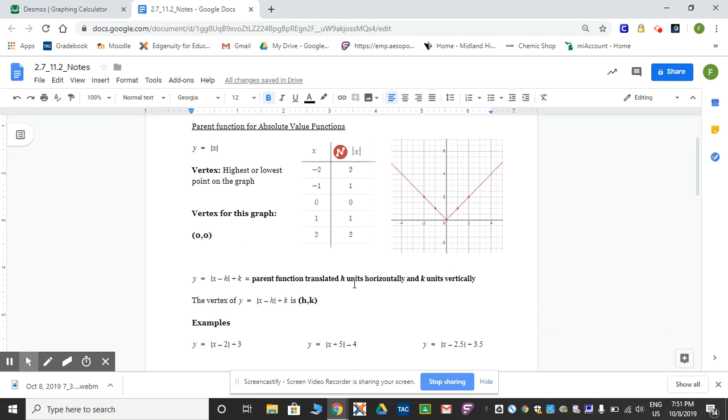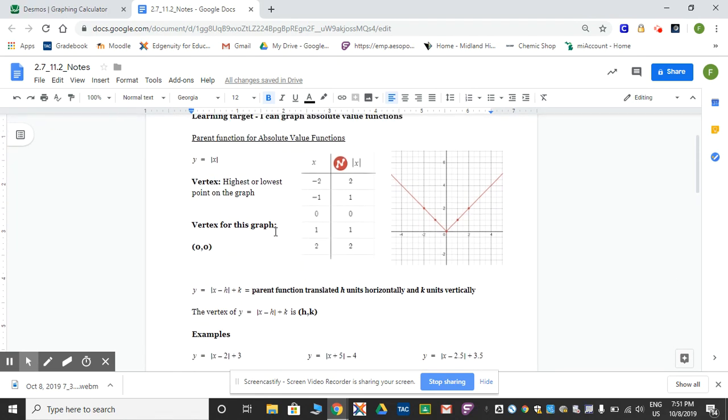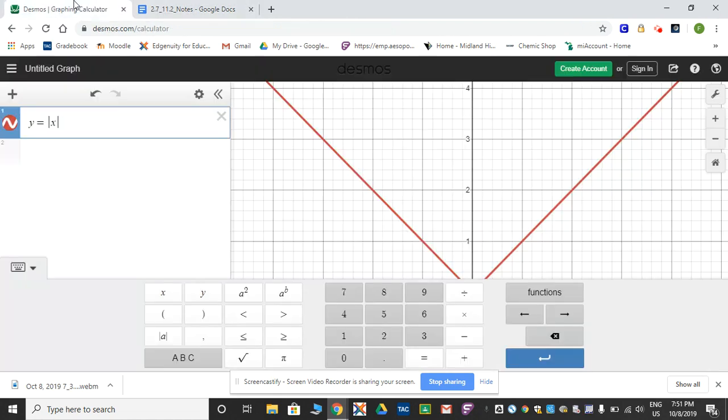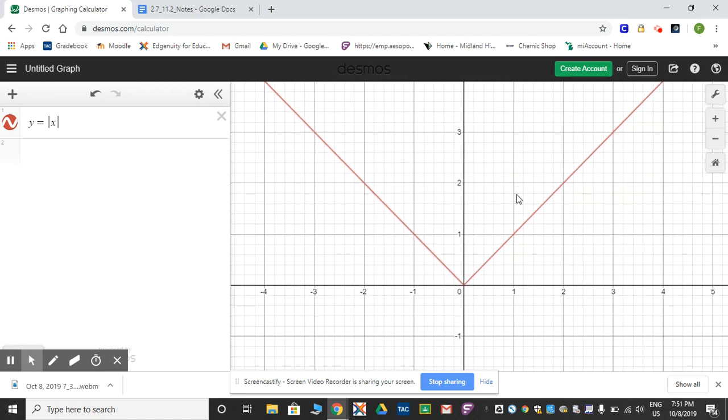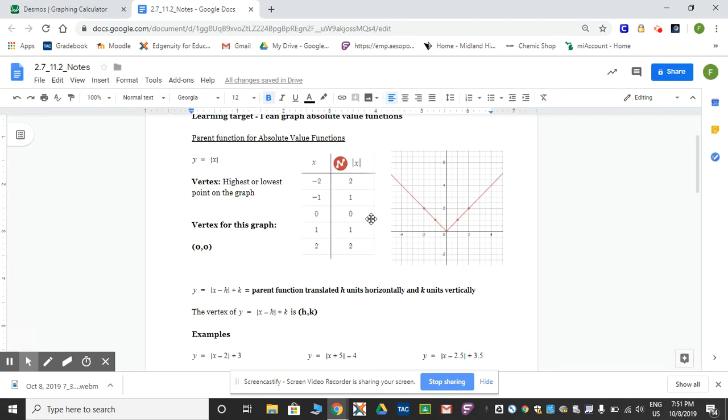Now, I'm going to use Desmos to help visualize some of this. Here's my parent function, y equals absolute value of x. The bigger idea here is that we want to find a quick way to identify the vertex for these functions. It's going to make your life easier when you're graphing and making your tables, and it will help on the quiz and homework. You want to be able to find a vertex really quickly.